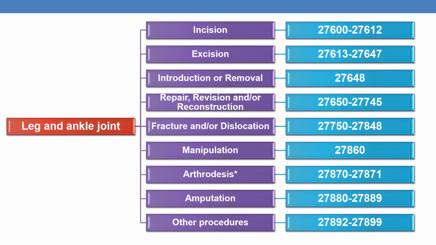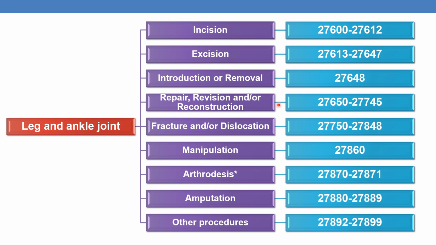The leg and ankle joint are categorized into incision, excision, introduction or removal, repair, revision and or reconstruction, fracture and or dislocation, manipulation, arthrodesis, amputation and finally other procedures. The CPT range for incision is 27600 to 27612, and for excision they are 27613 to 27647, and for introduction or removal the CPT range is 27648. There is only one CPT, that is 27648.